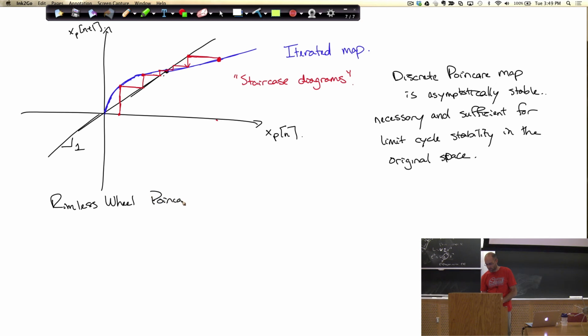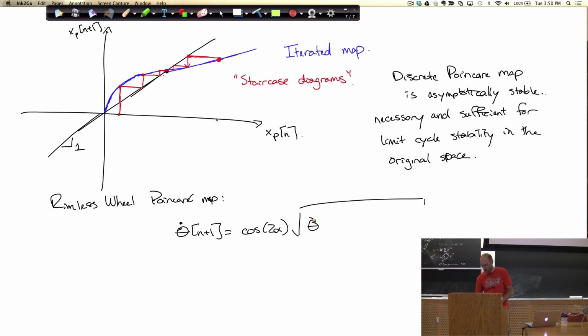I can write down that the rimless wheel Poincare map gives me theta n plus 1 is cosine 2 alpha. I mean, you don't have to write this down, it's in your notes, but it's something that looks like theta squared plus some other terms here.